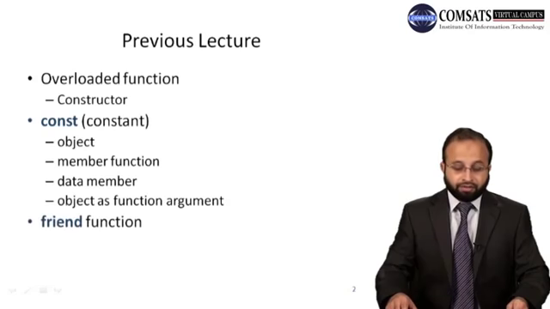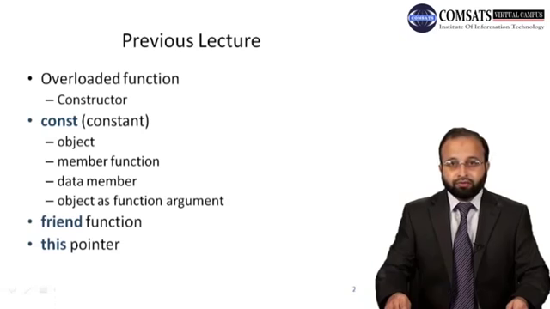And then we have seen what is a friend function and the this pointer. A friend function is a function of a class that is not a member function, but through that function you can access the private or public data members of that class. And the this pointer is a special pointer that is created for each object by the C++ compiler, and when you call any function with that object, the this pointer is passed implicitly to that function.